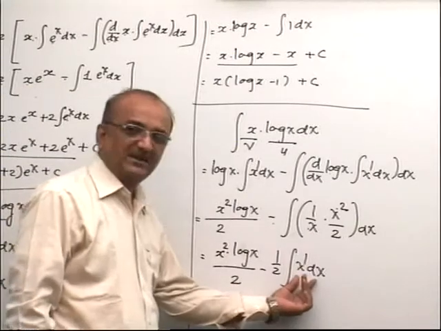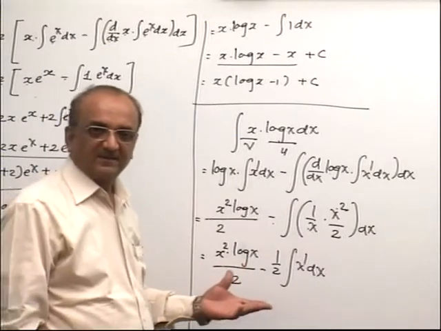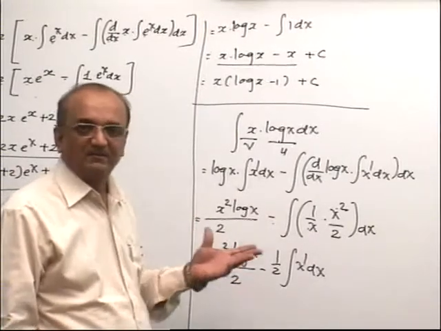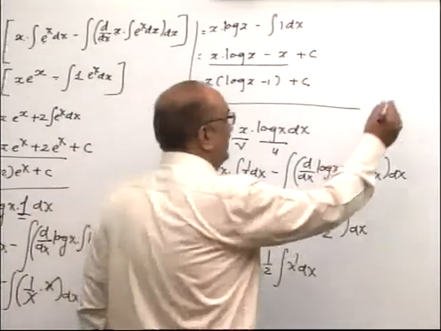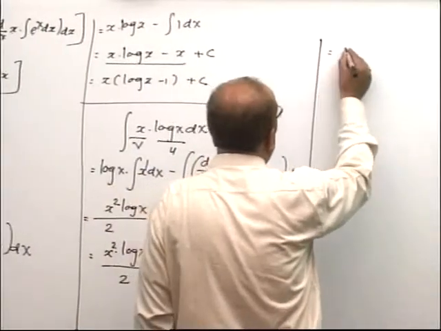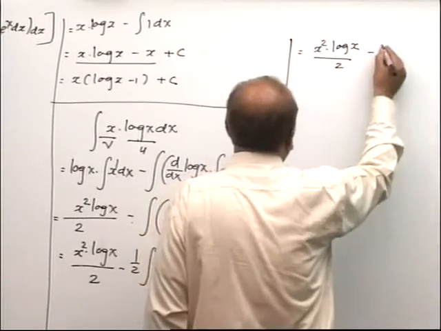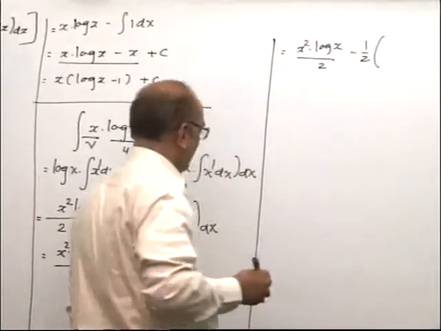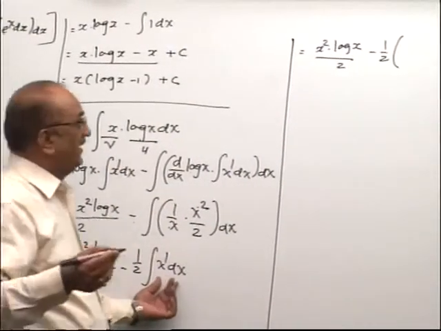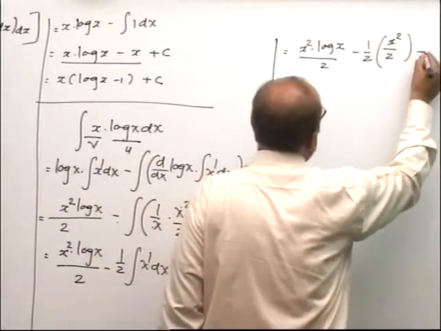To simplify this, x raised to 1 dx, again you can take the formula integration of x raised to n equals x raised to n plus 1 upon n plus 1 plus c. Then finally we can write the answer: x square into log x by 2 minus 1 upon 2 into integration of x raised to 1, which is x square by 2 again, x raised to 1 plus 1 is x square by 2, plus c.